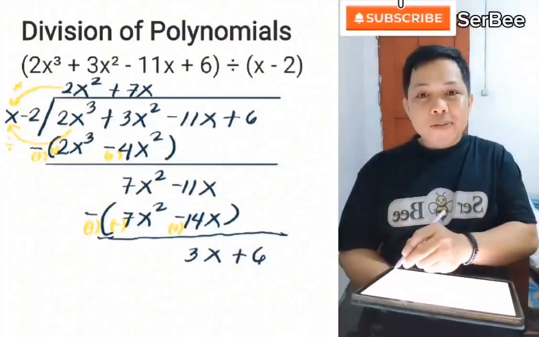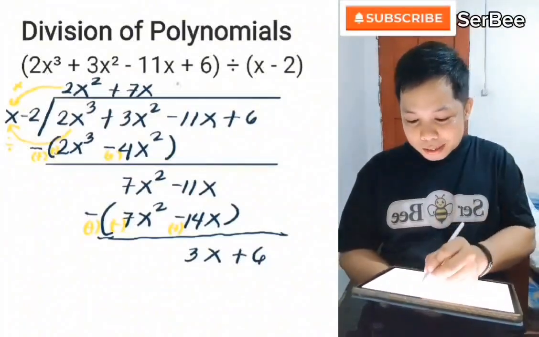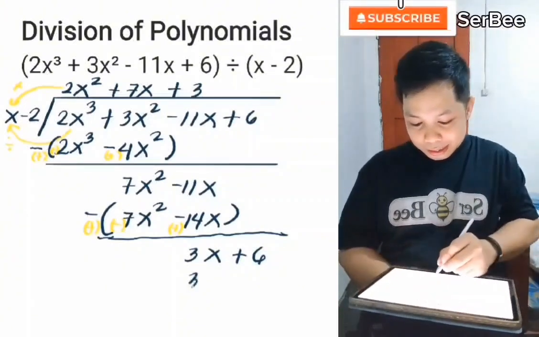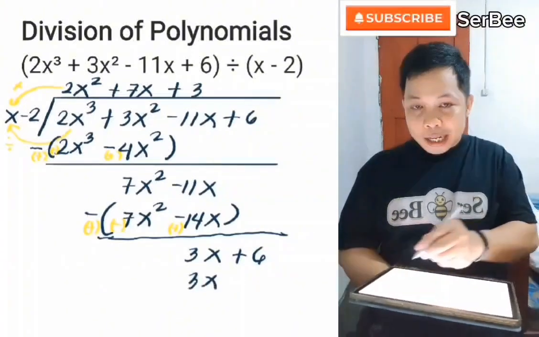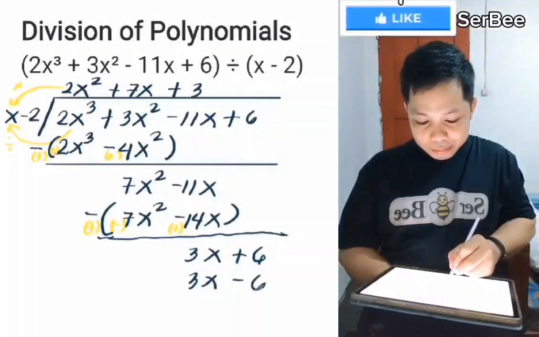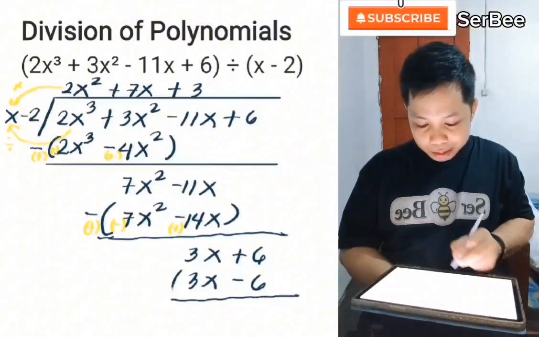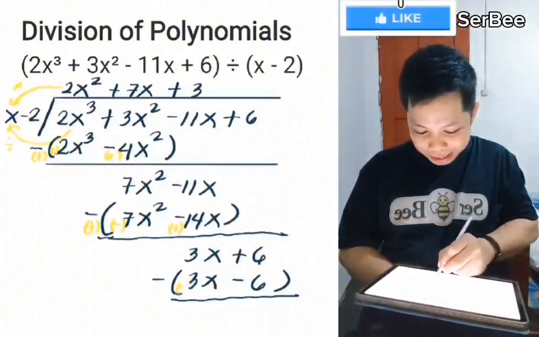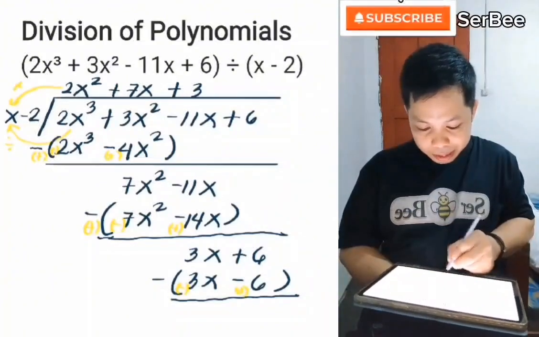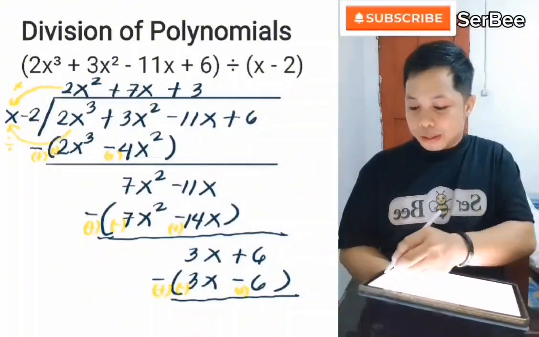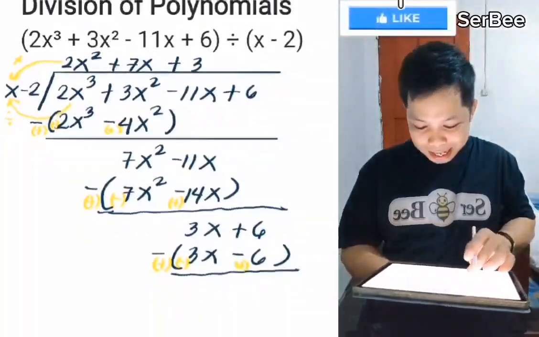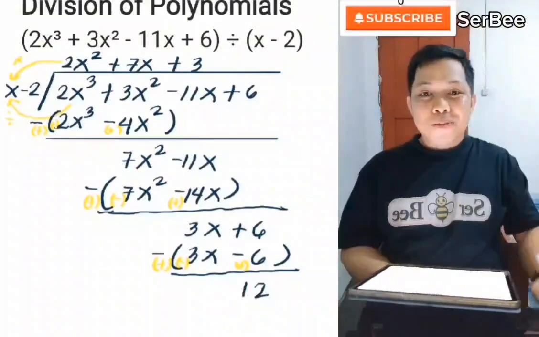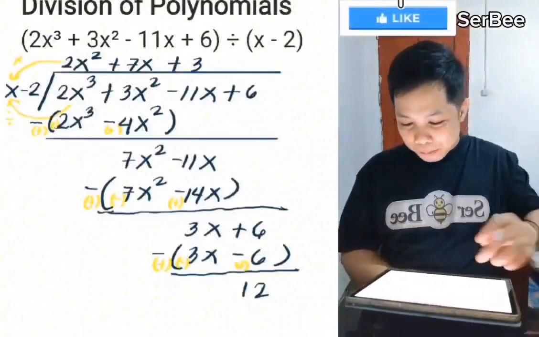Then 3x divided by x. Of course, makakancel na yung x. So we get positive 3. 3 times x, 3x. 3 times negative 2, that is negative 6. Then subtract ulit tayo. So, mag-change tayo ng sign, negative, ito positive, and proceed to addition. And next, makuha natin, this is equal to 12. So, meron po tayo ditong remainder.